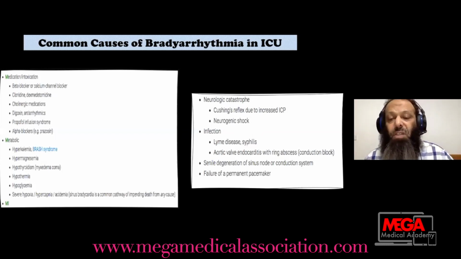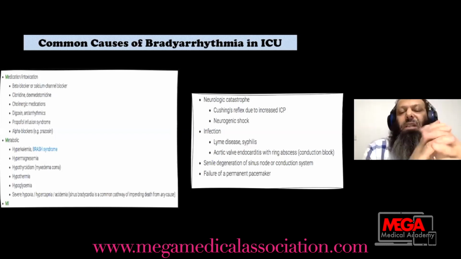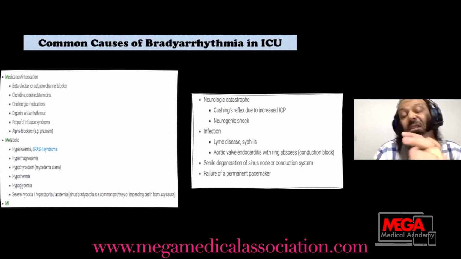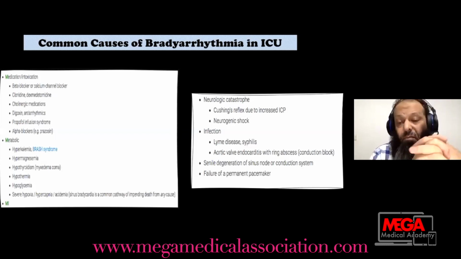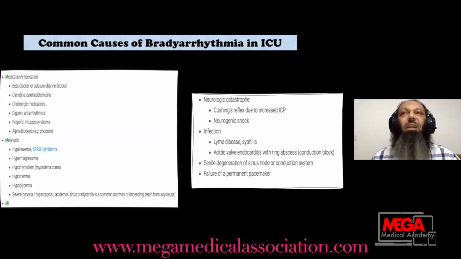What about infections? Yes, aortic valve endocarditis and aortic valve abscess cause conduction abnormality and heart block. Syphilis and Lyme disease are also common infections. Maybe we are not seeing a lot of syphilis now, but in the past it was associated with severe bradycardia. Senile degeneration of the sinus node, as we mentioned, the calcific aortic valve or calcific sinus node, can cause either sick sinus or AV block.